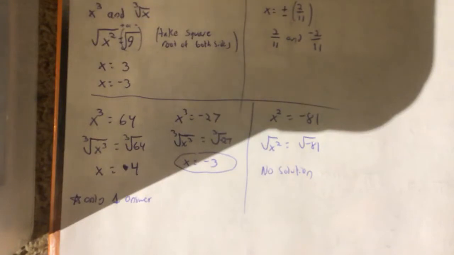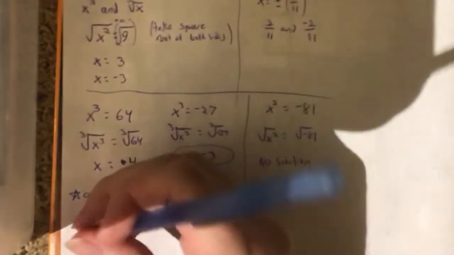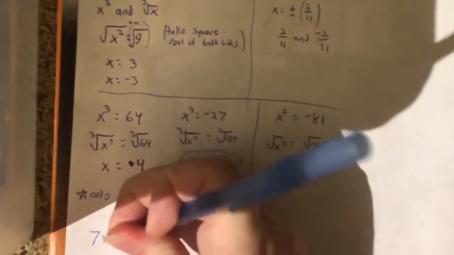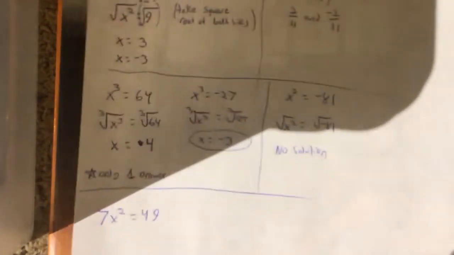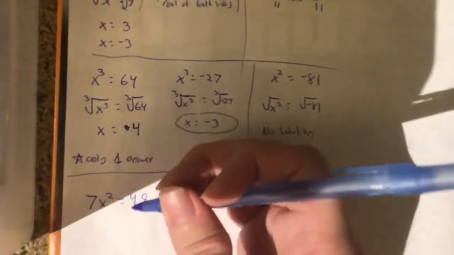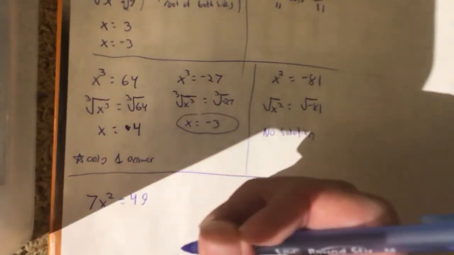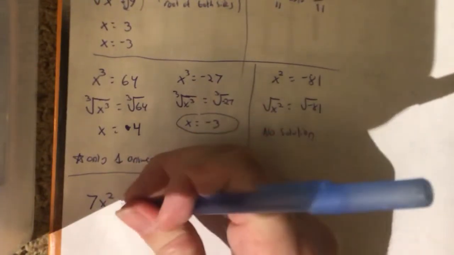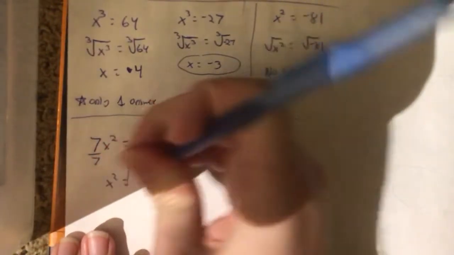So we're just going to look at one or two more now that involve just an extra step. So let's look at this: 7x squared equals 49. Now instead of just a one-step equation, this becomes a two-step equation. The first step I need to do is get rid of the 7, so I'm going to divide by 7. This gives me x squared equals 7.